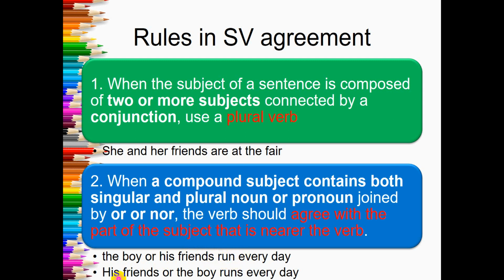Second example, his friends or the boy runs every day. The one that is closest to the verb run is the word the boy. The boy is singular, then the verb should be singular too. So it becomes runs. So the sentence is his friends or the boy runs every day.